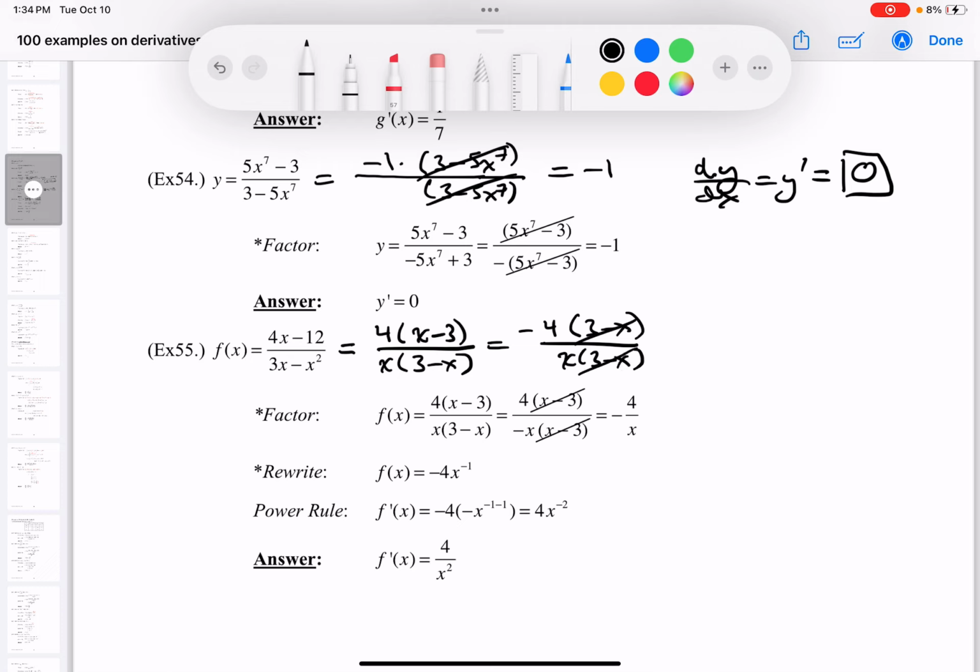Again, a conditional cancellation. Again, that number that causes trouble, 3, is not in the domain of the problem, so I'm not worried about that. And this would just simply be minus 4 over x, which is minus 4x to the minus 1. The derivative of that, f prime, is going to be 4x to the minus 2, or if you prefer, 4 over x squared. All right? Let's keep going.